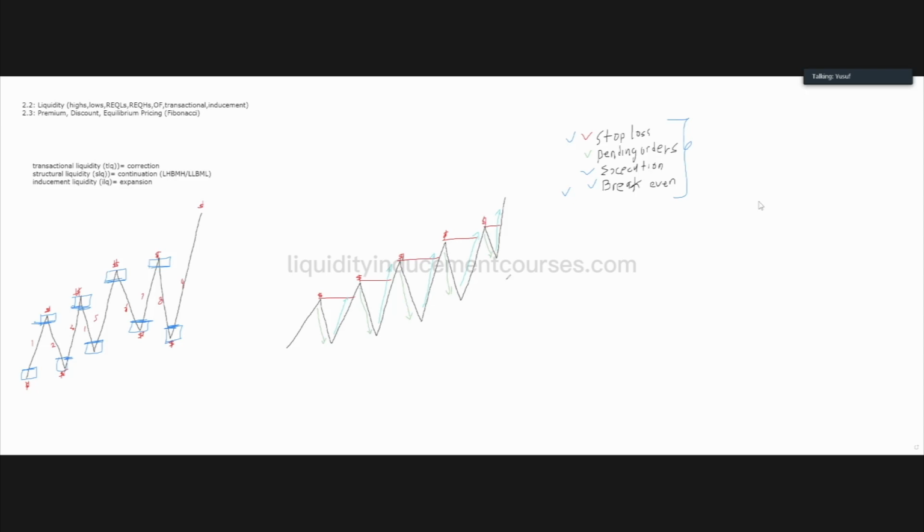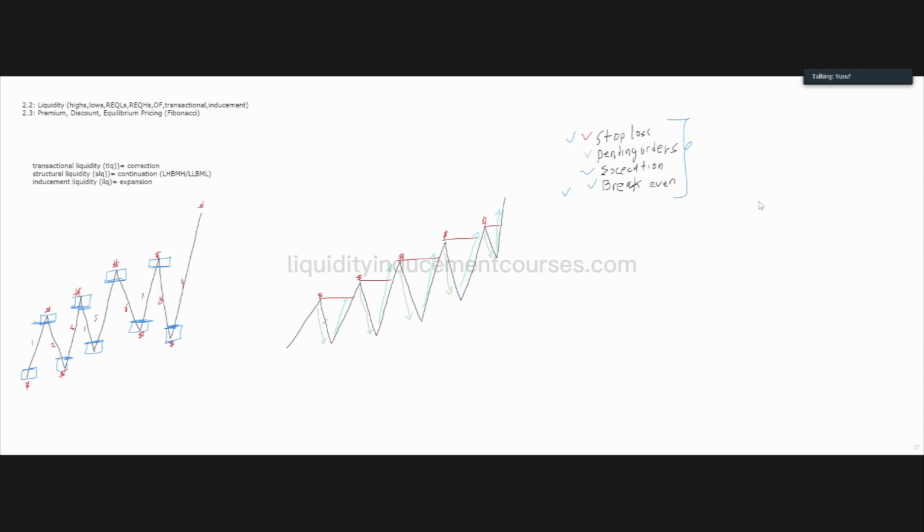The liquidity responsible for it is what we call the structural liquidity. Two things are essential for a continuation trade: EPA and the structural liquidity. I believe everybody knows that already, because the first rule is never trade from inefficient price action. The second rule is what? No MSU, no trade.